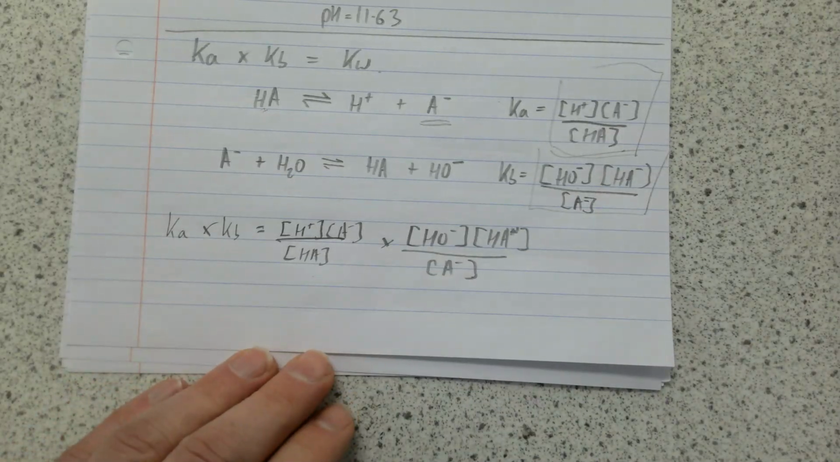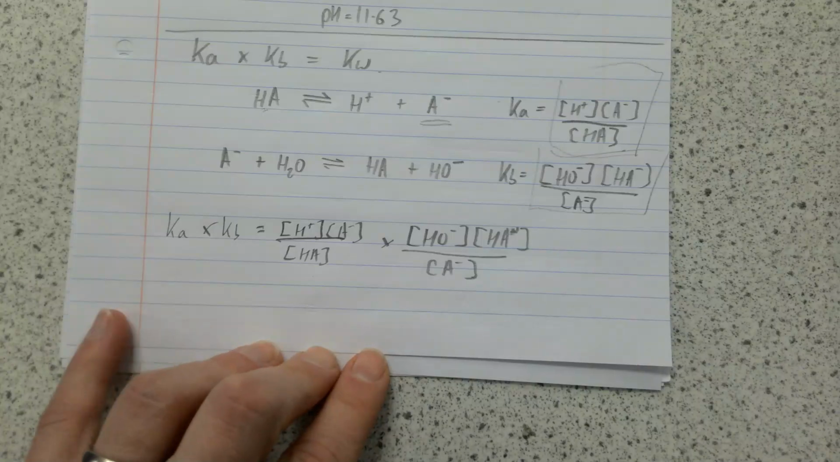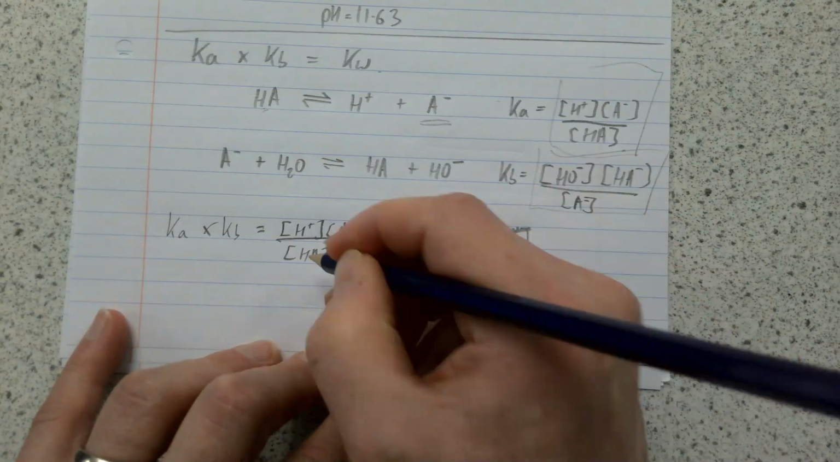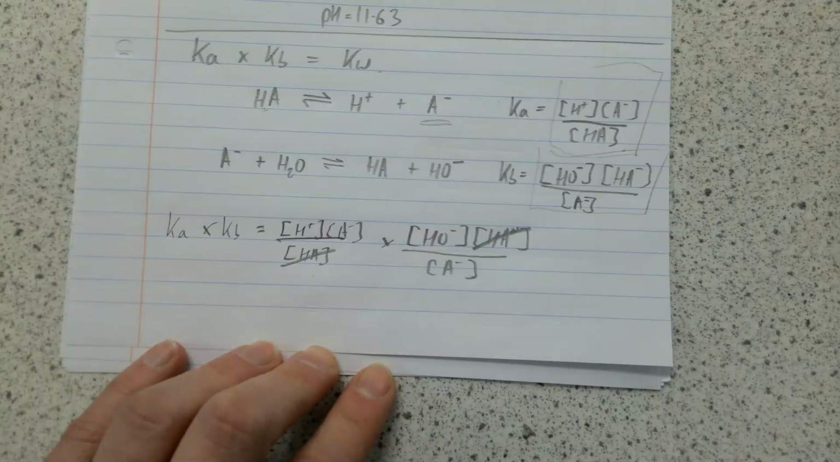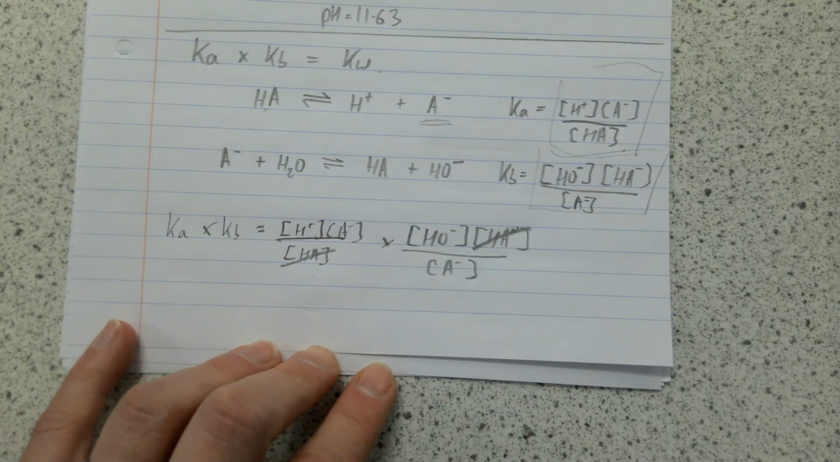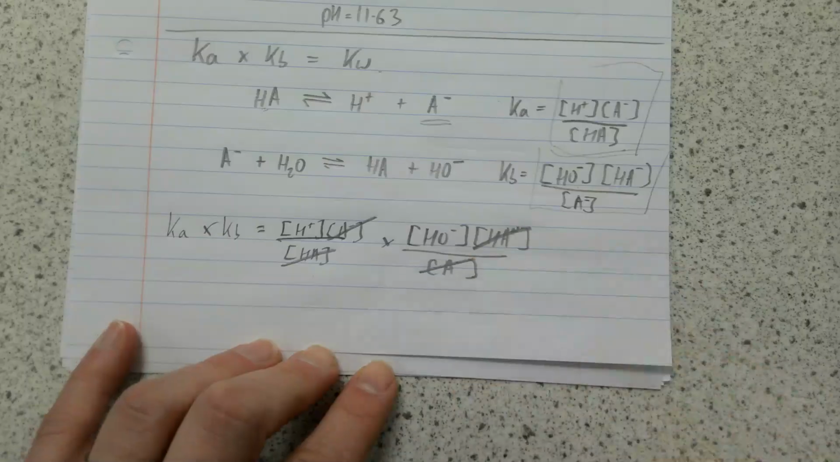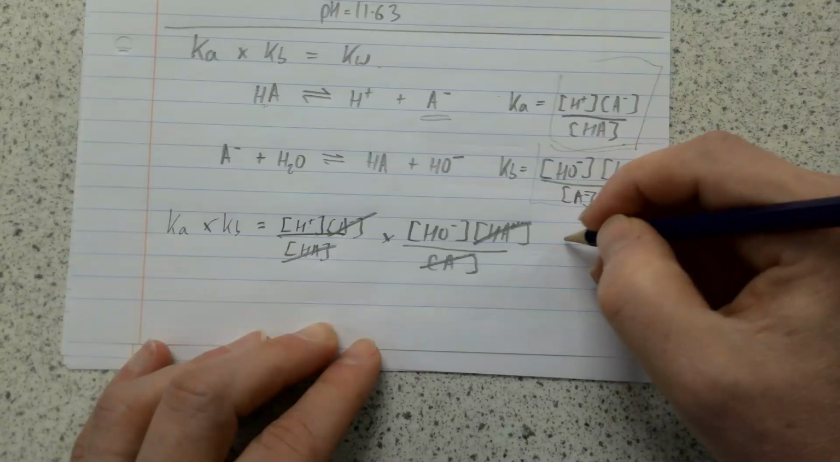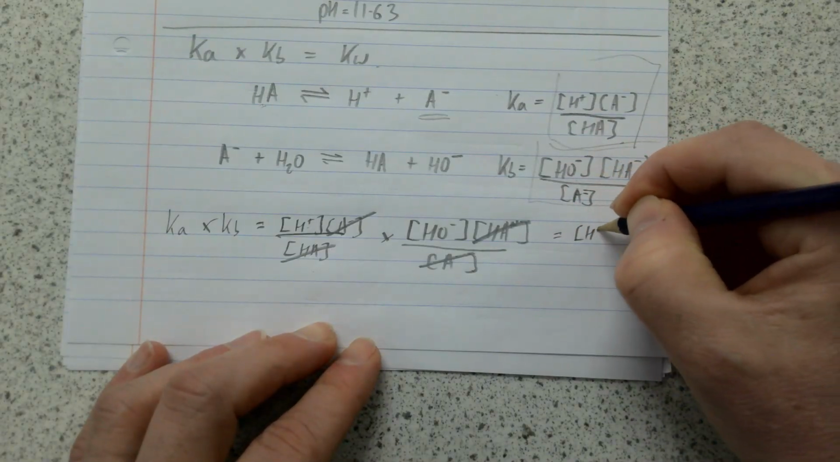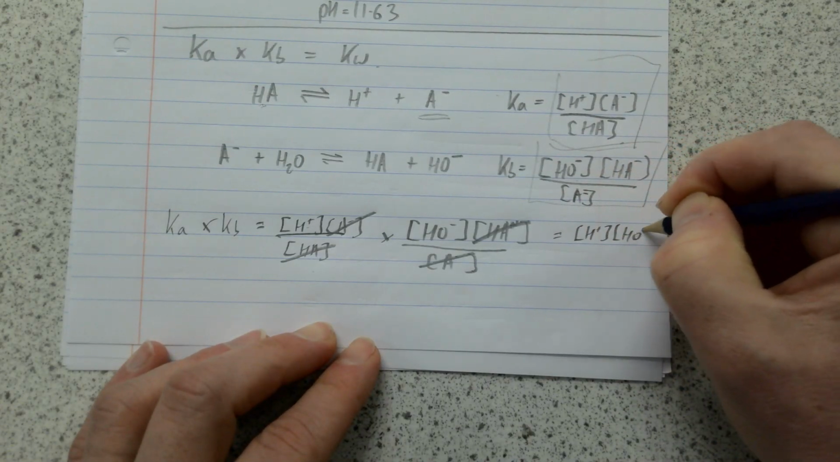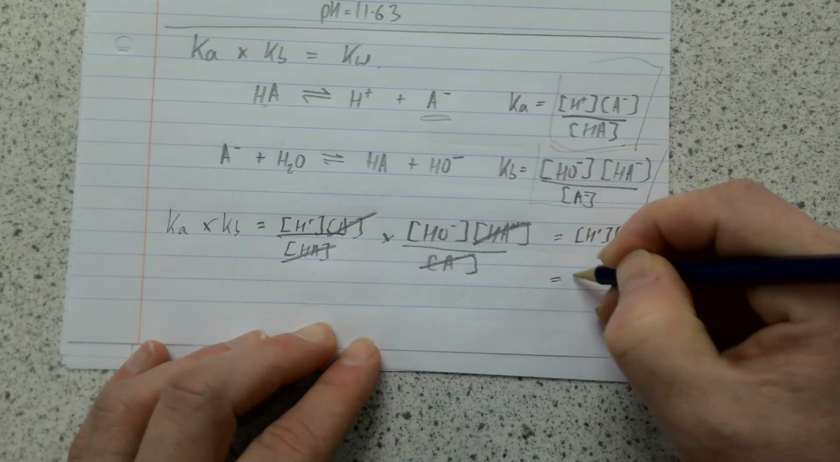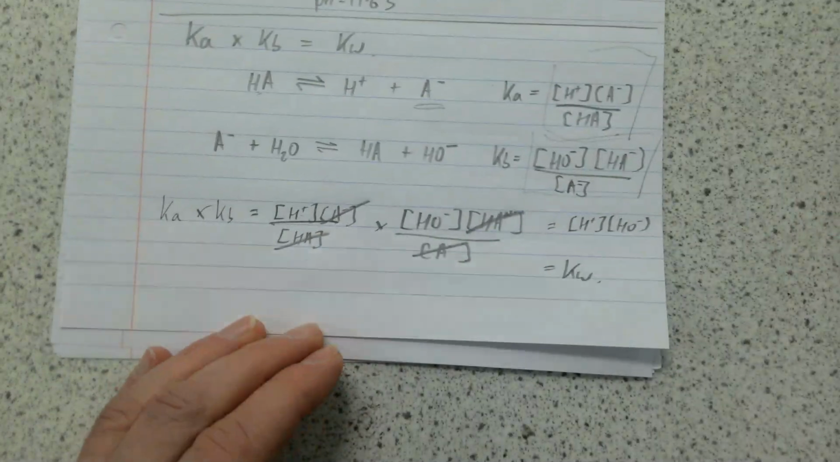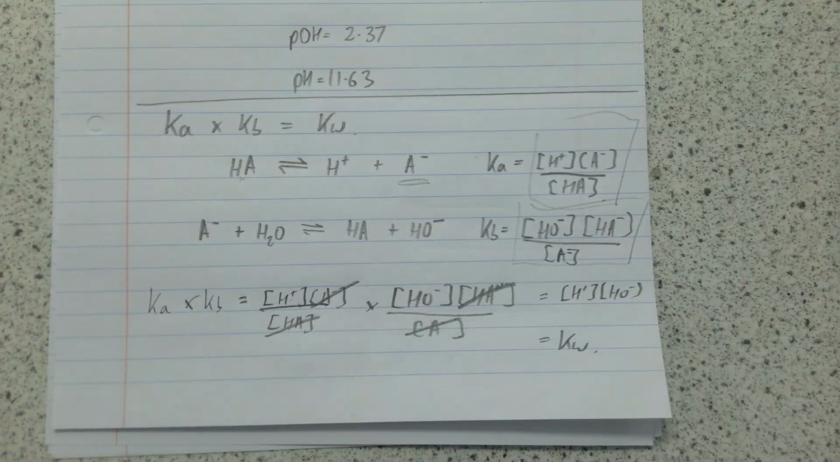GCSE level maths here is we can simply say, whatever that number is, it's the same as that number, because it's just the concentration of HA. That can be cancelled out with that, and we're left with H+ times OH-, which is equal to the Kw. Hooray. So Ka times Kb is equal to the Kw.